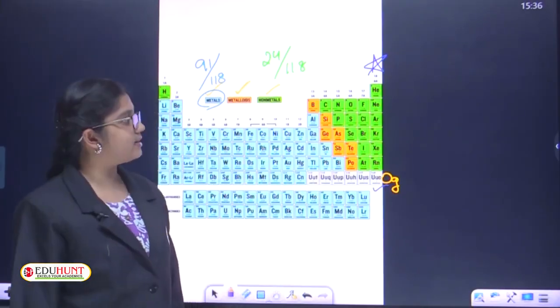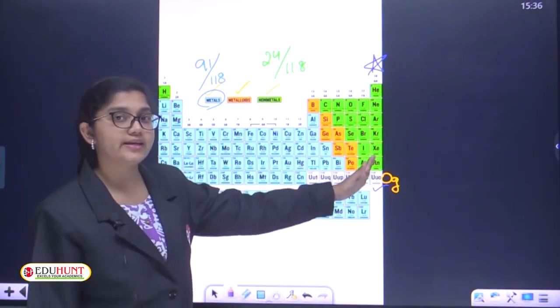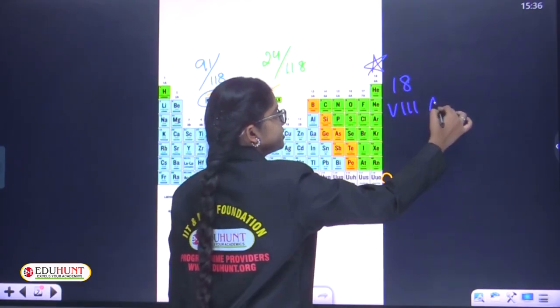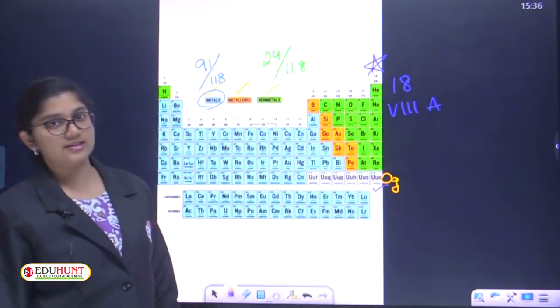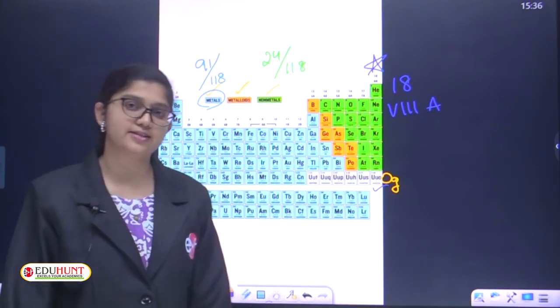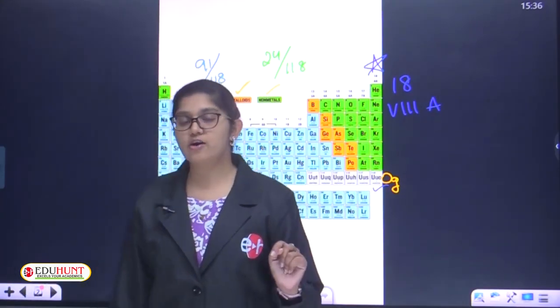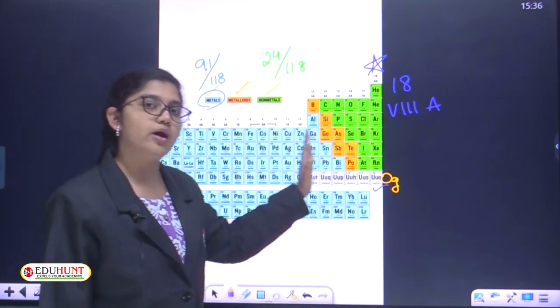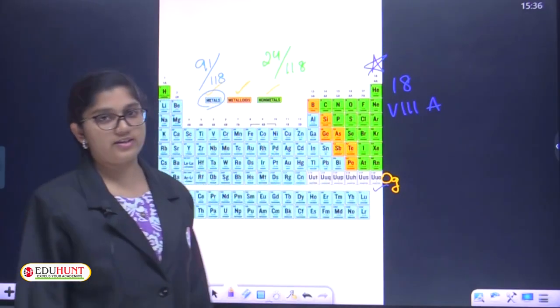The group 18th element, or we can say group 8A in the Roman number. Group 18 or 8A is represented as noble gas elements, or rare gases, or aerogens. Okay, all these noble gases are present towards the upper right corner in the periodic table.